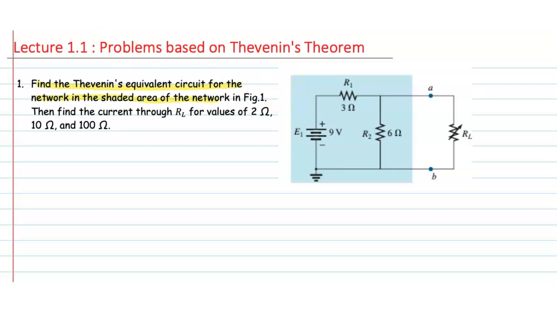Hello students, this question is based on the Thevenin theorem. In this theorem, you have to find out the Thevenin equivalent circuit of this shaded area and then find out the current in this load resistance for the values 2 ohm, 10 ohm and 100 ohm. So let's do the solution for this.